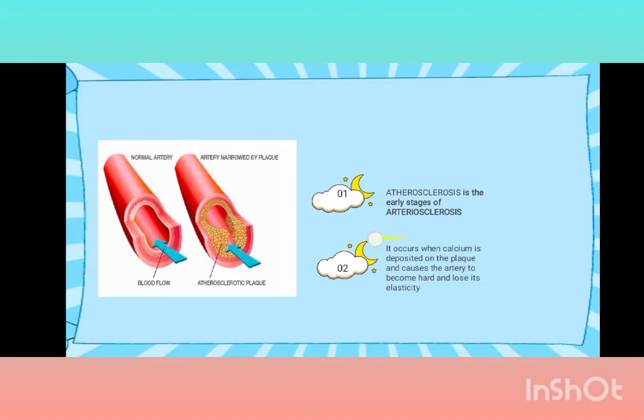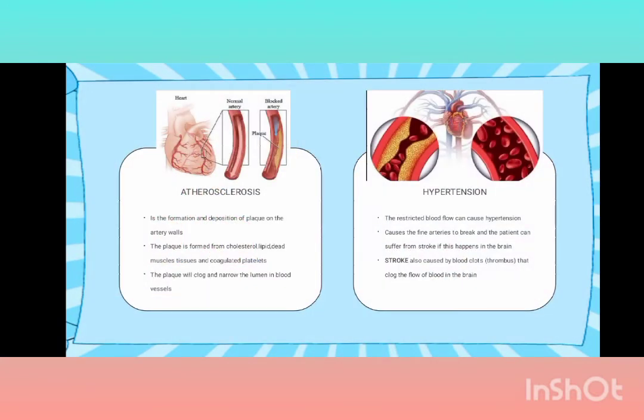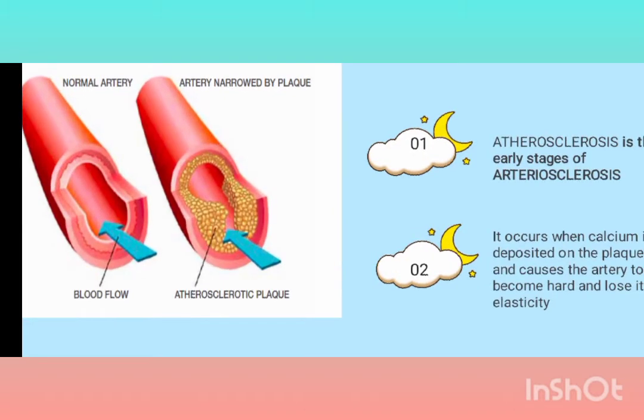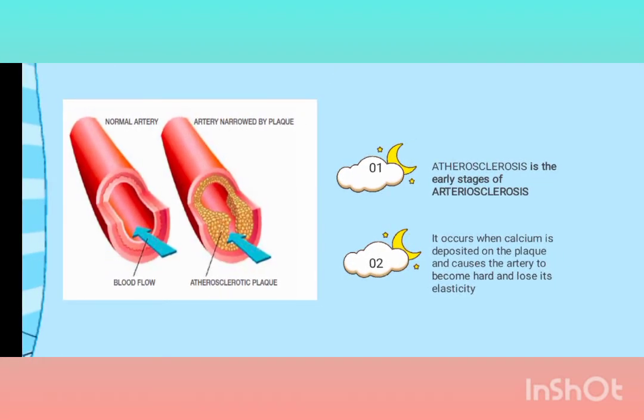So atherosclerosis is the first stage before the arteriosclerosis form. So we can see in this the artery will be narrowed by plaque that form from cholesterol, lipid, and so on, and make the blood will not flow easily. So it occurs when calcium is deposited on the plaque and cause the artery to become hard and lose its elasticity.